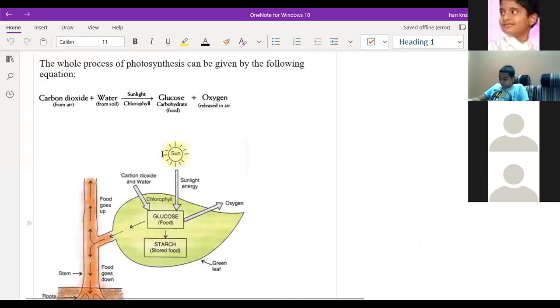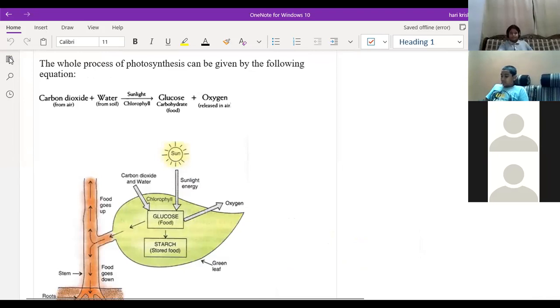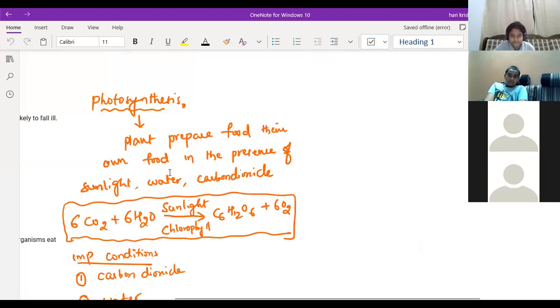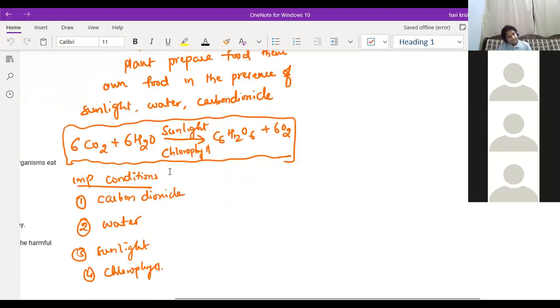One minute, one minute. Now can you see the book? Can you see the equation part here? Yes, sir. Photosynthesis equation part you can see it. You can note down the equation part in the classwork notes. It is the chemical equation for photosynthesis.